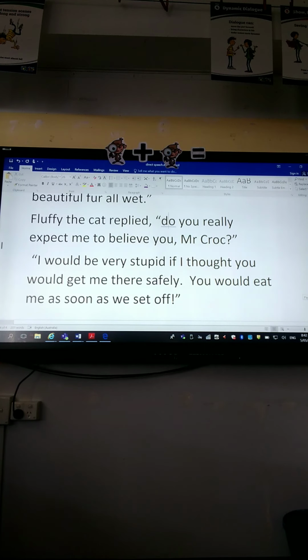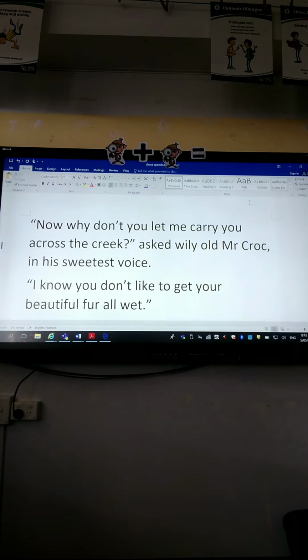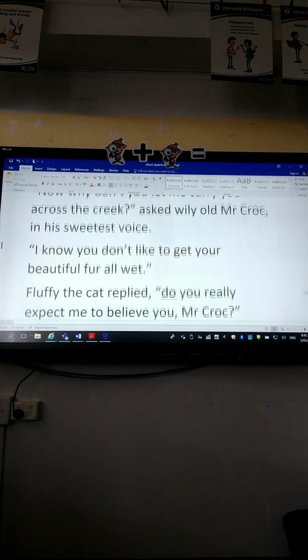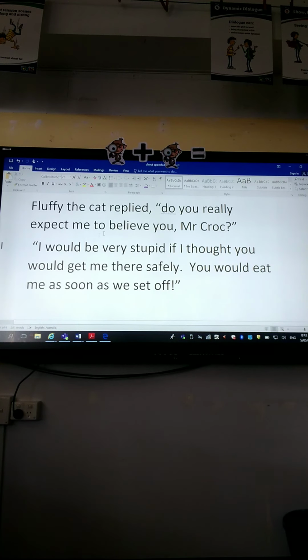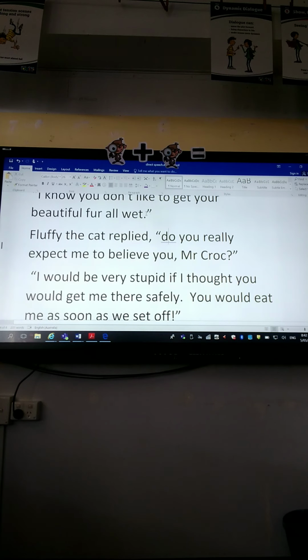Now notice, when we have a new character, so I've got here, wily old Mr. Croc is talking. When a new character comes to talk, like here, Fluffy the cat, we go to the next line. Okay, notice I didn't start Fluffy up here. Fluffy, when she starts to talk, goes on a new line. Not a new paragraph, but a new line. It just makes it easy to understand who's actually talking.